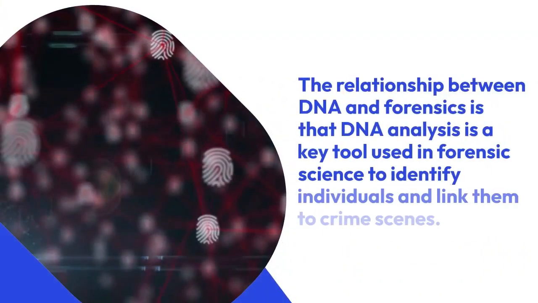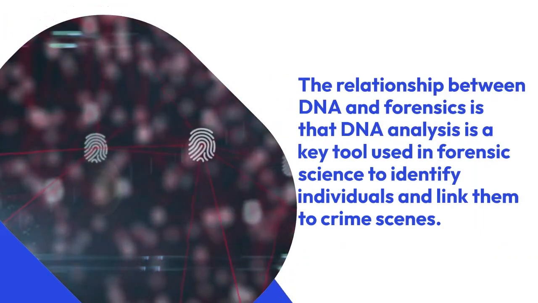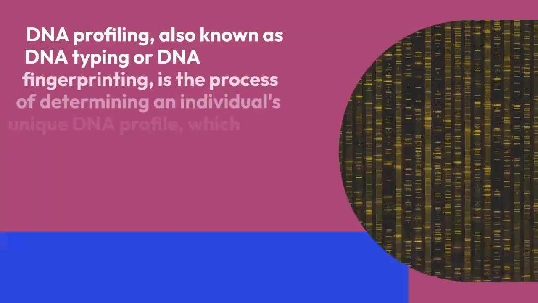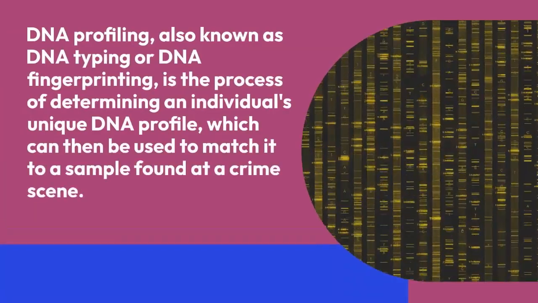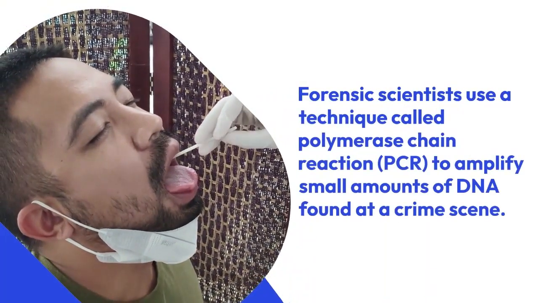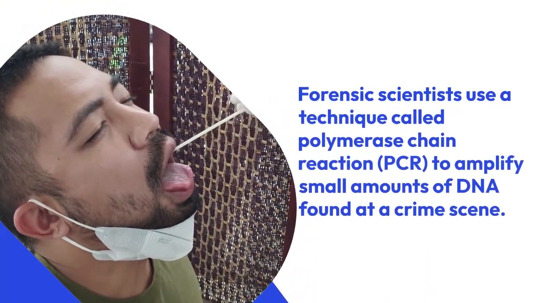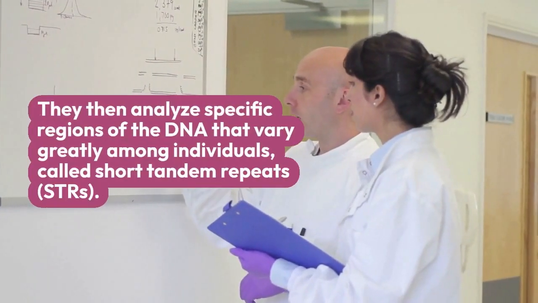The relationship between DNA and forensics is that DNA analysis is a key tool used in forensic science to identify individuals and link them to crime scenes. DNA profiling, also known as DNA typing or DNA fingerprinting, is the process of determining an individual's unique DNA profile, which can then be used to match it to a sample found at a crime scene.